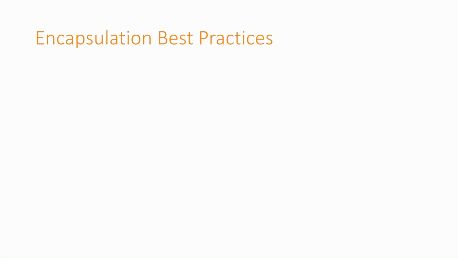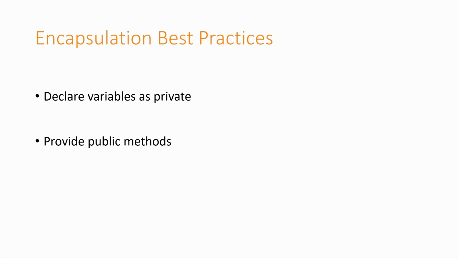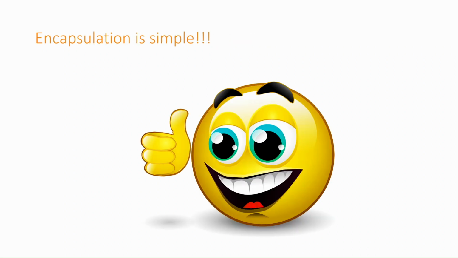Now, let's see the best practices that you can follow in order to achieve encapsulation. Declare variables as private. Use the private access modifier to restrict access to variables. Provide public methods. Offer public methods to access and modify the private variables. And finally, use getters and setters. Implement getter and setter methods to control access to private variables. So this is all about encapsulation in Java.